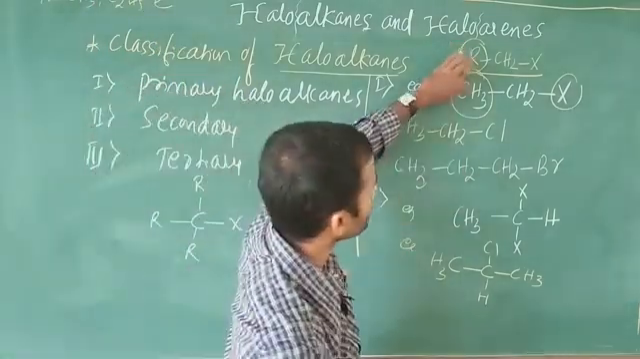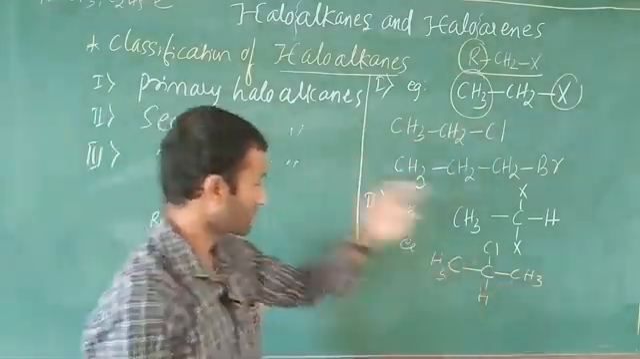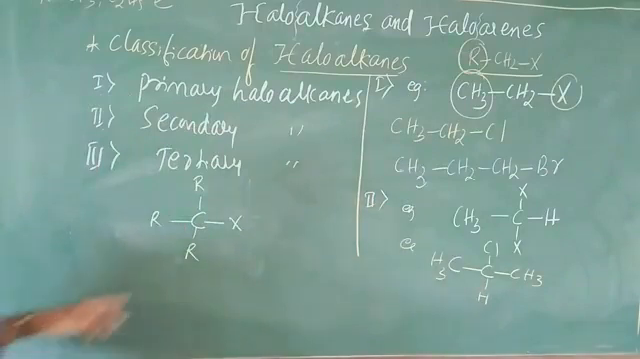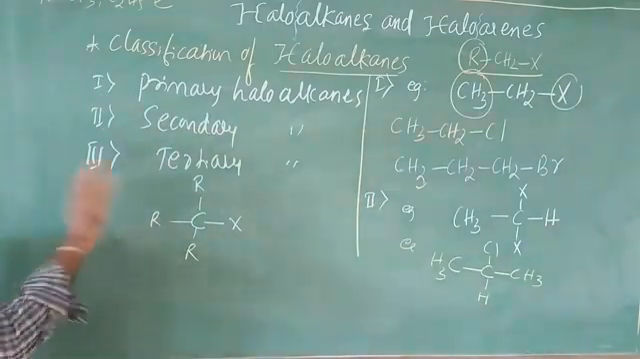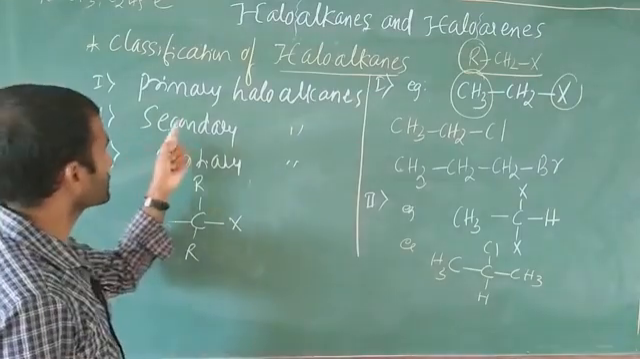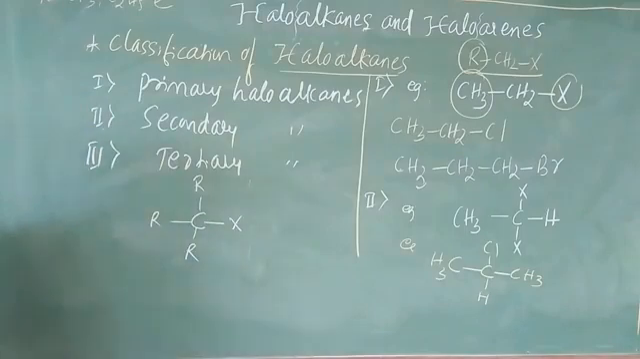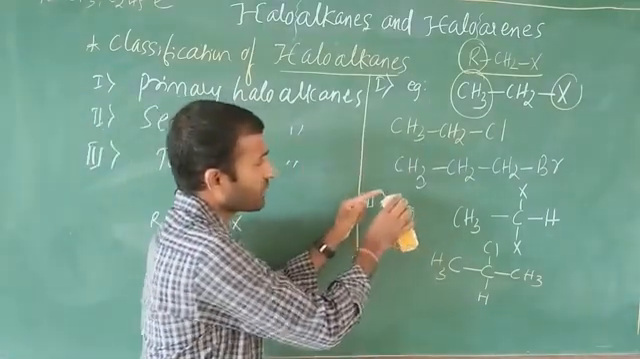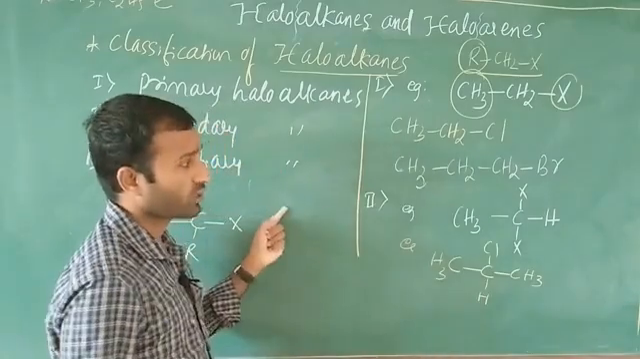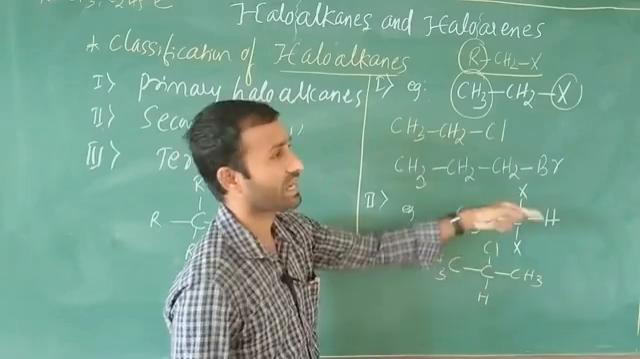Only one alkyl group is there, that is called primary. Two alkyl groups, it is called secondary. Three alkyl groups are there, that is called tertiary. Okay, these three are examples of primary, secondary and tertiary haloalkanes. Next important point: all these examples come under monohaloalkanes, except this one, because this contains two halogens, it will come under dihaloalkanes.